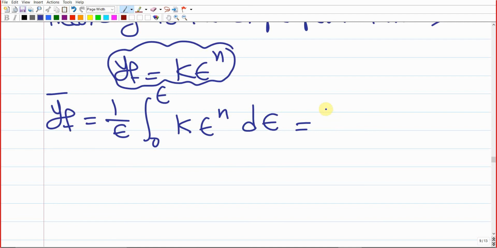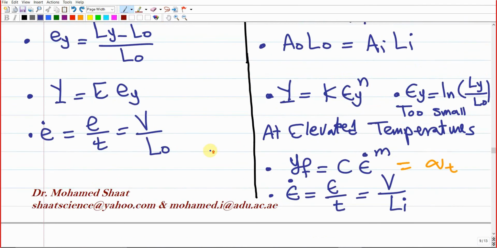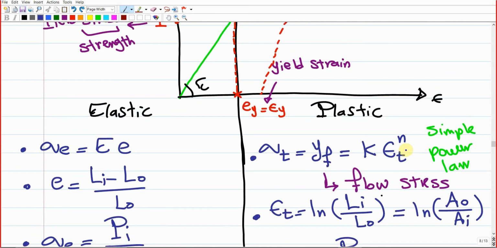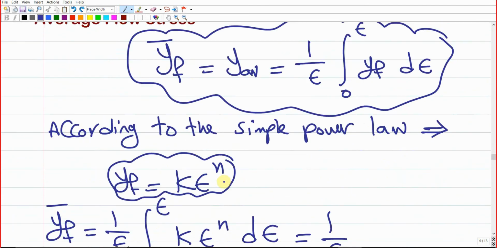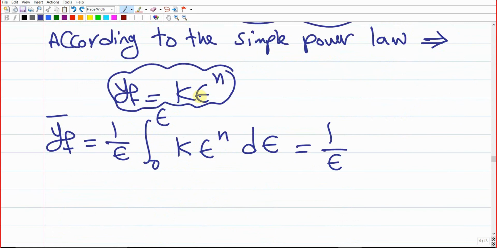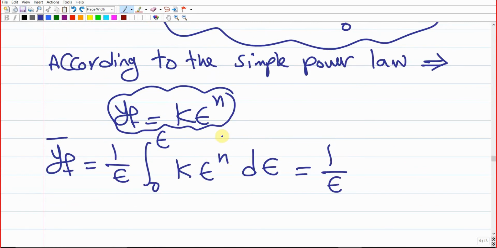If we do the integration, 1 over epsilon, remember that this epsilon is the true strain. It is not needed all the time to type T. From now on, we won't type T, we won't use the subscript T. Why? Because this is the only equation that we have to use. All of these equations on the right are the equations that we shall use through this course. T stands for true, and for epsilon, we are pretty sure that we have to use the true strain measure. So that's why I removed the T here. So this epsilon is the true strain, or this is the targeted strain.